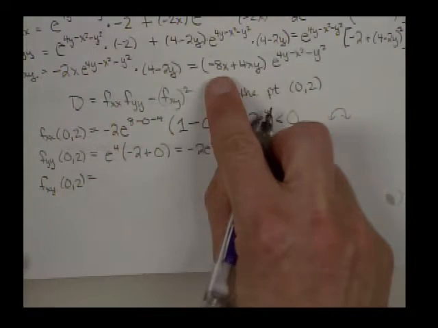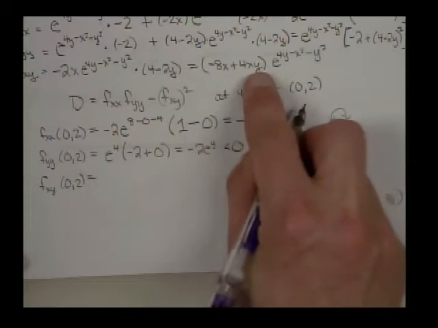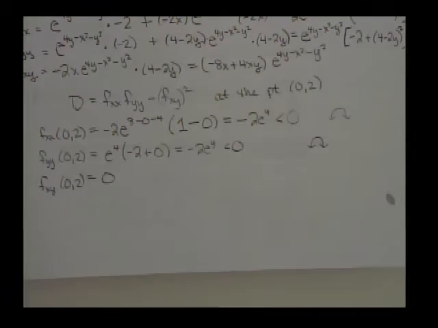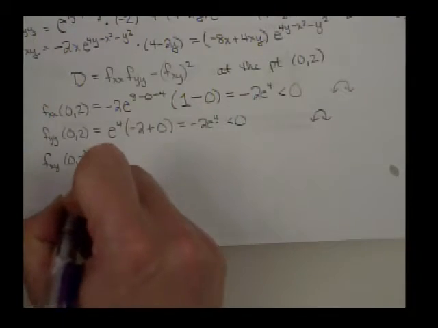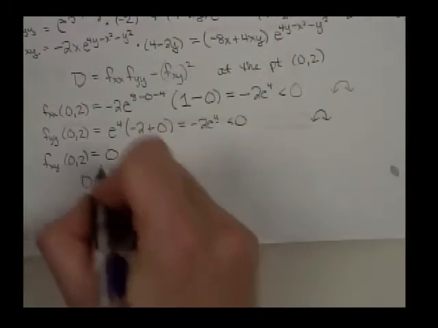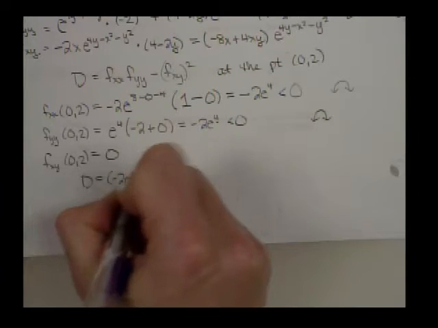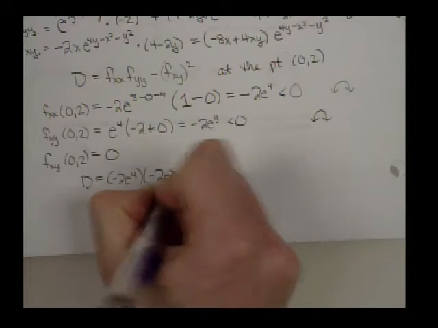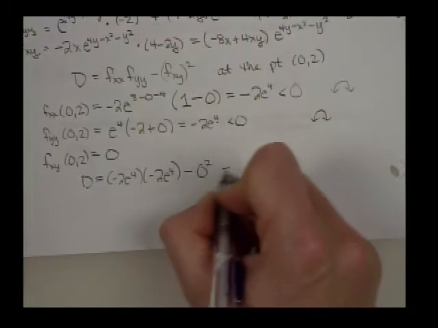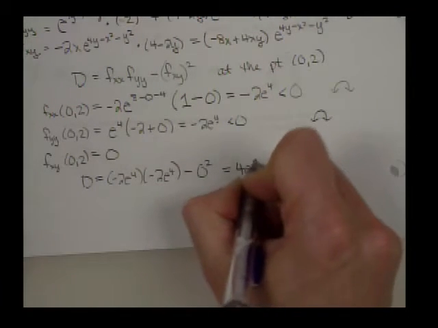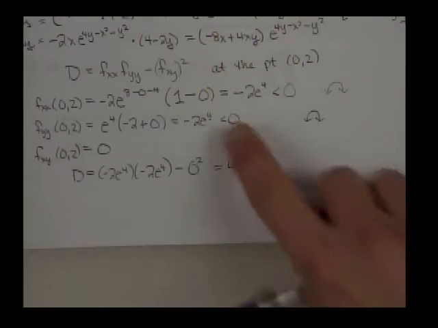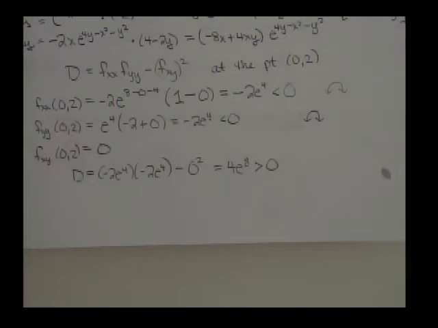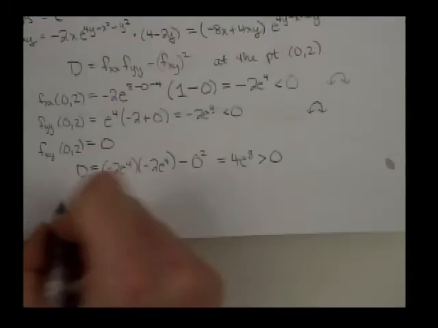So 8x, so that's 0 plus 0. So that's just 0. So D is equal to negative 2e to the 4th times negative 2e to the 4th minus 0 squared, which is 4e to the 8th, which is positive. So that, along with the fact that both f sub xx and f sub yy were negative, means that we have a local max.